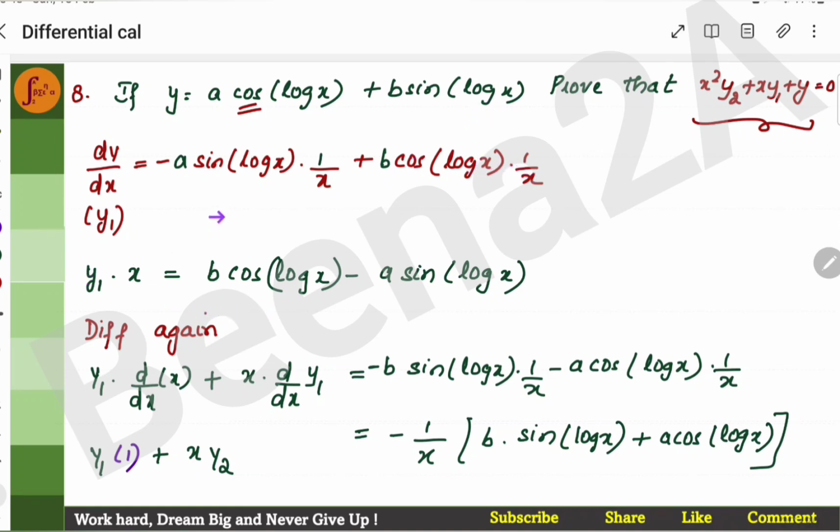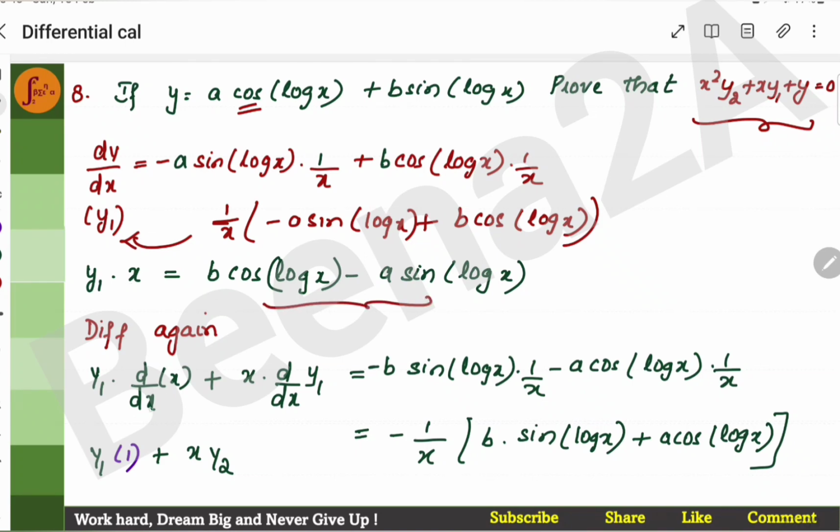Now you shift this x because 1 by x is common, right? You will actually get it like this. 1 by x is common. So you will get minus a sine of log x plus b cos log x, with 1 by x common. You will shift x this side. So you will get x into y1, right?